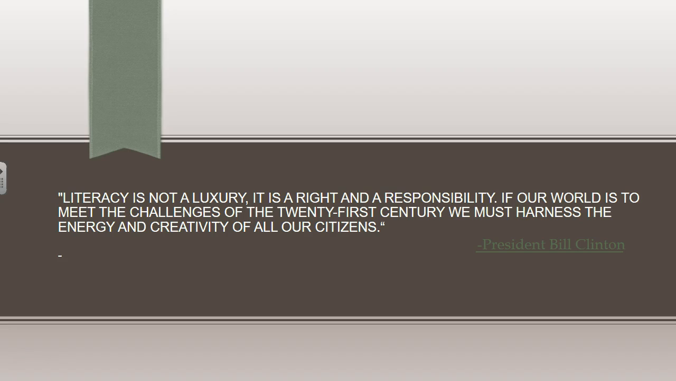I really like this quote, well, I'll read it to you. Literacy is not a luxury. It is a right and responsibility. If our world is to meet the challenges of the 21st century, we must harness the energy and creativity of all our citizens. I think the most important word in this quote is all.